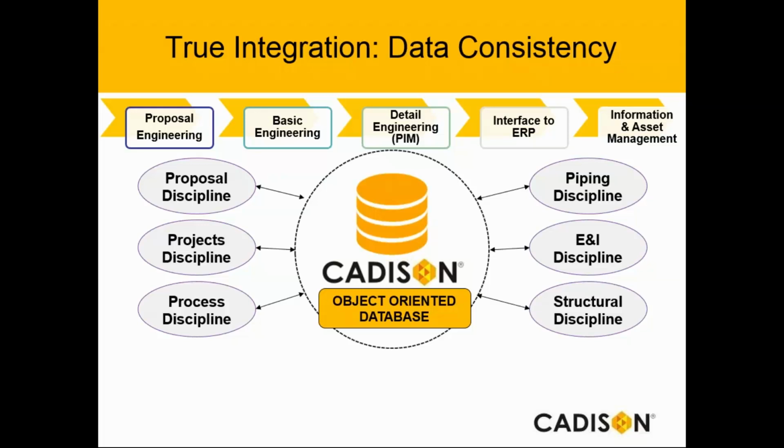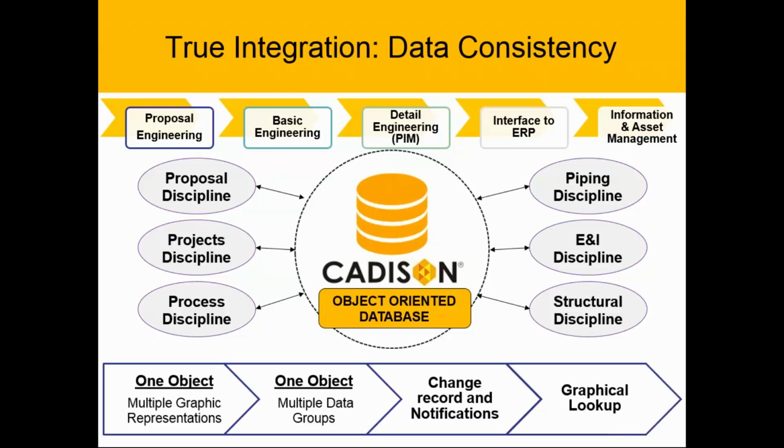Now, how do we achieve this true integration, or so to say, the data consistency, with object-oriented technology? CADISON consists of object classes that contain objects. Each object can carry multiple representations or graphics within itself. This means one object but multiple graphics.